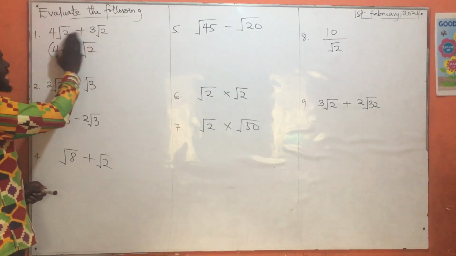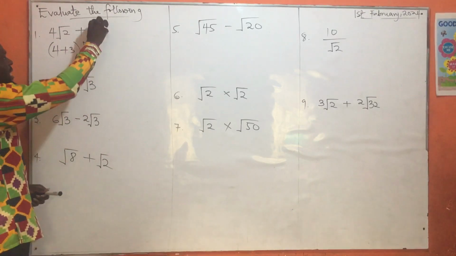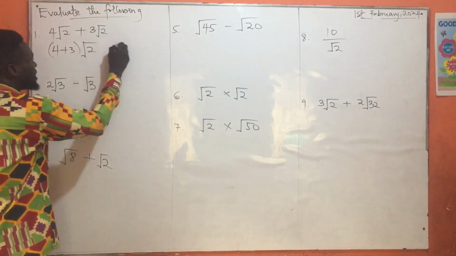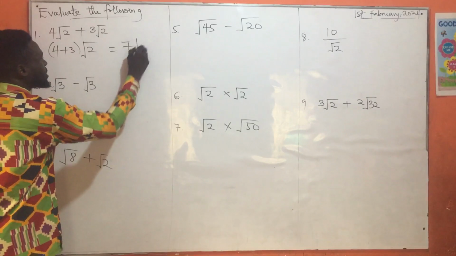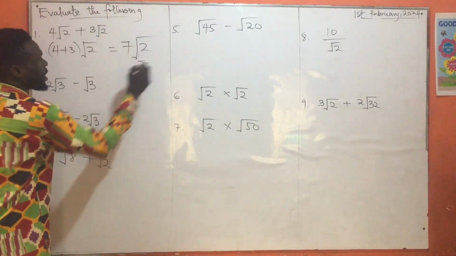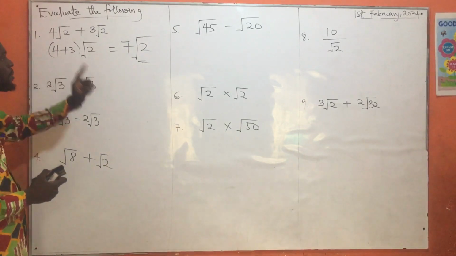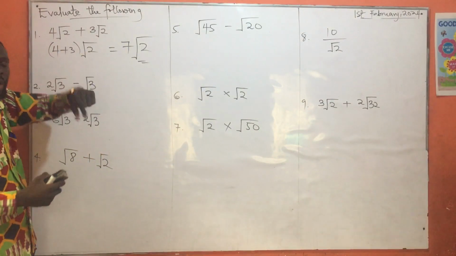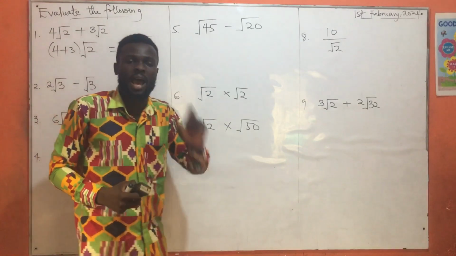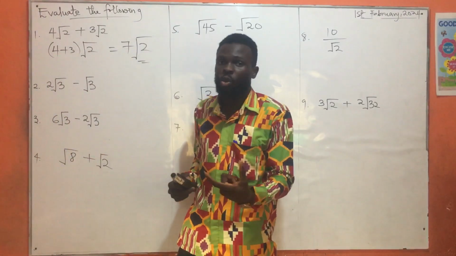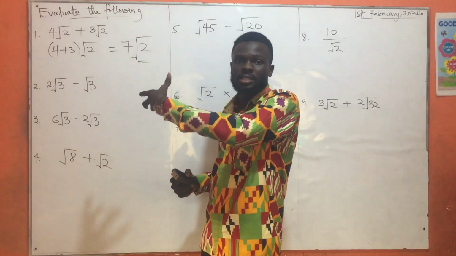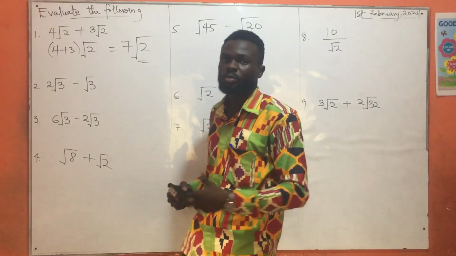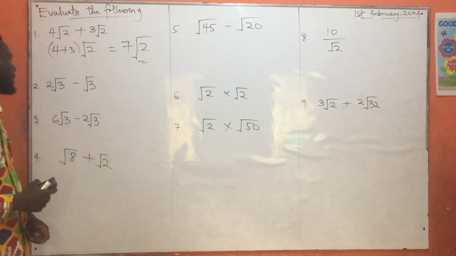So when you are adding surds, if the surds are equal, you just add the coefficient. So this is going to give us 7 root 2 as our answer. Now this is possible because the surds we have are equal, or the numbers in the square root are equal. Once they are equal, the addition can be performed. Good.